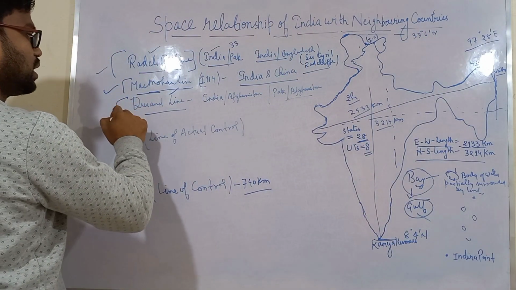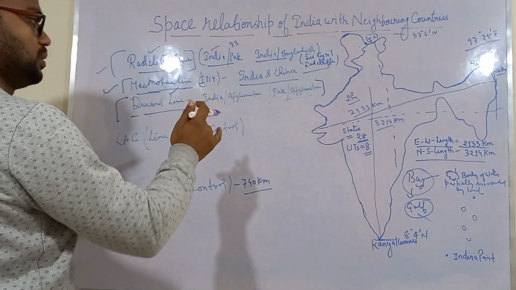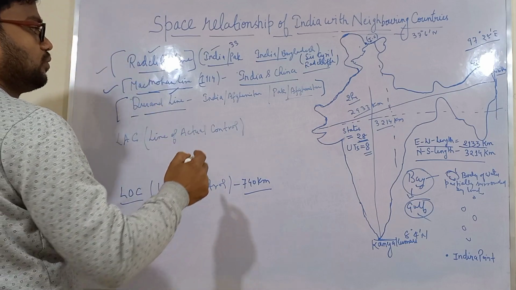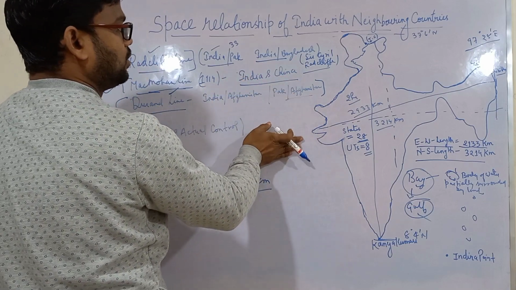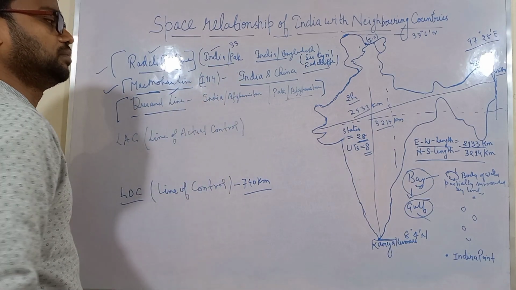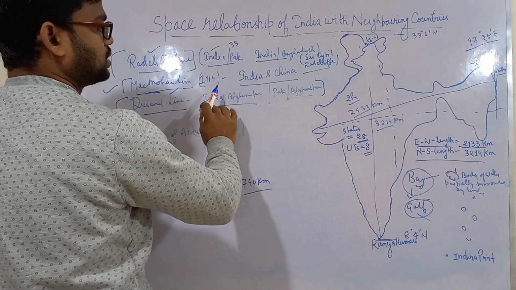Next we have Durand Line. This Durand Line was formed in the 19th century, and it was formed mainly to separate India with Afghanistan. At that time we didn't have Pakistan, any country named as Pakistan. So it was between India and Afghanistan.